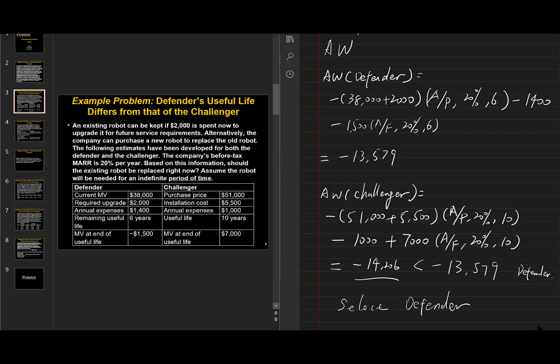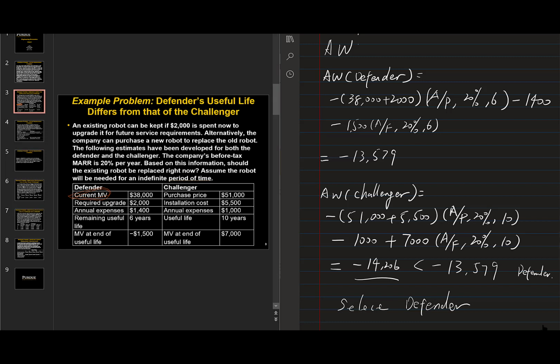Just to recap, when we calculate the annual worth of the Defender, we want to make sure you understand this current market value of the Defender correctly. To understand this current market value, that means when we want to upgrade this robot instead of purchasing a new one, we give up the opportunity to obtain the realized current market value of this old robot. So that would be considered as an opportunity cost, and that would be considered as the capital investment.